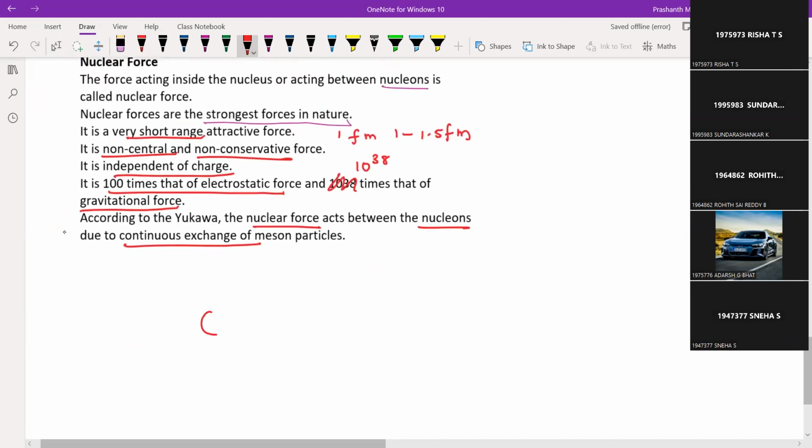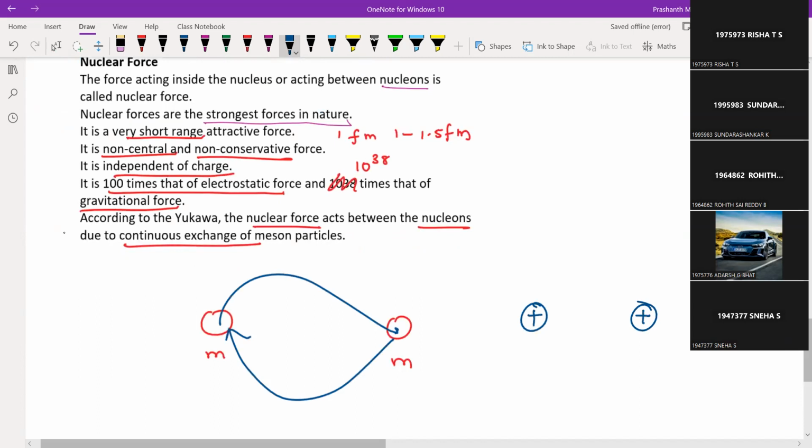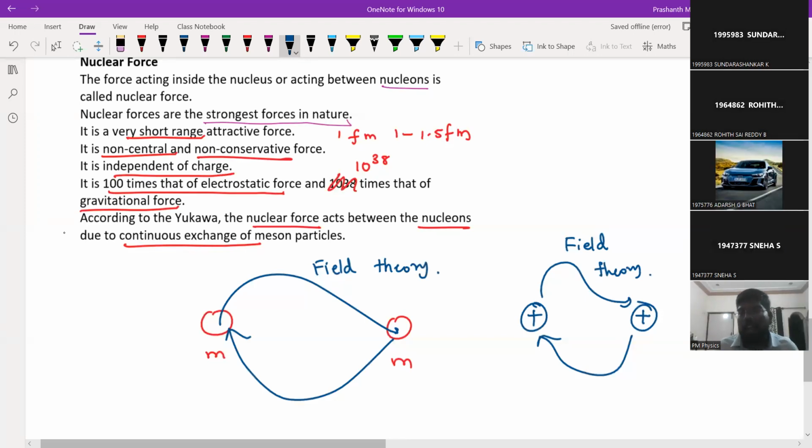So, if there is one mass, what is the explanation? How does this particle exert the force on this? If there is a charge and there is a charge, how does this charge exert the force on this? How does this charge know the presence of this charge? What do we say? We say the concept of field, isn't it? We introduce the concept of field theory. So field theory says that mass will produce a gravitational field and the gravitational field will produce gravitational force.